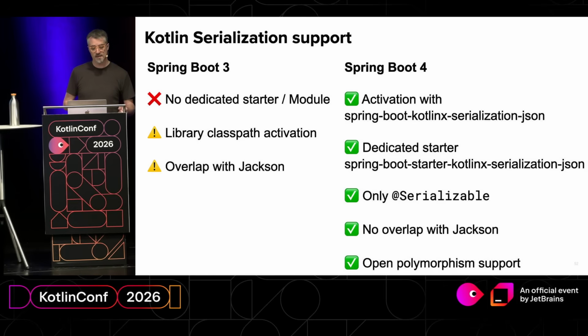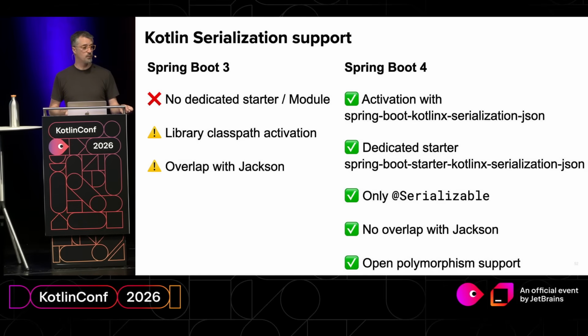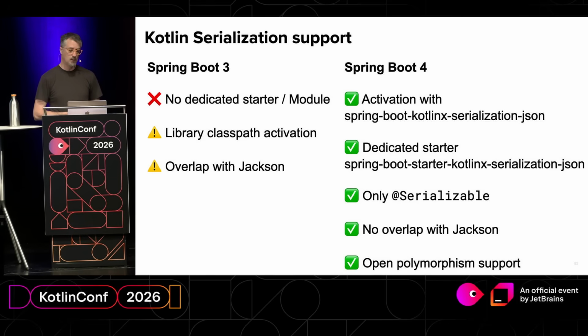And the biggest issue is that there was some overlap with Jackson. In theory, Kotlin Serialization only cares about Kotlin classes annotated with @Serializable, but in practice its scope is wider. So there was an overlap where Jackson and Kotlin Serialization were taking care of the same classes, and it was not a good thing.